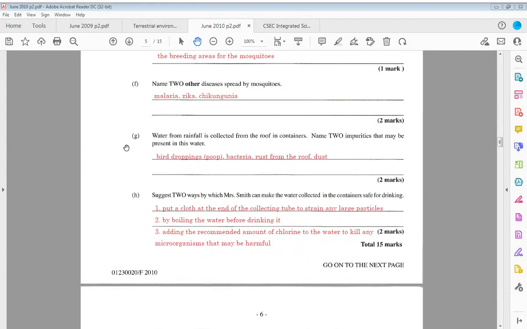F. Name two other diseases spread by mosquitoes. So we know malaria, Zika, and there's also chikungunya.